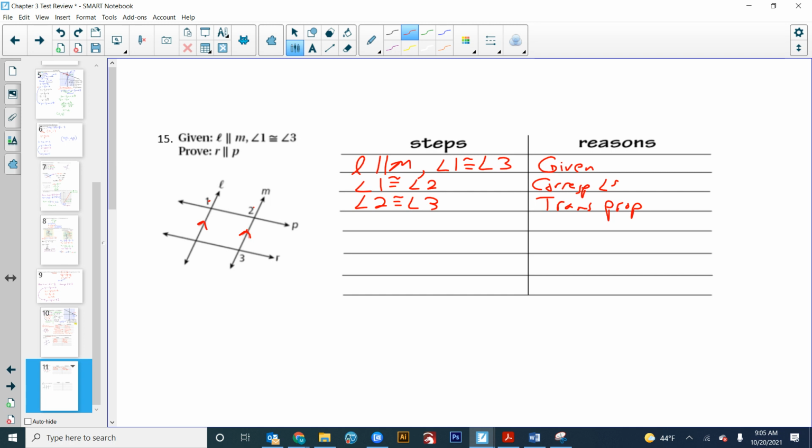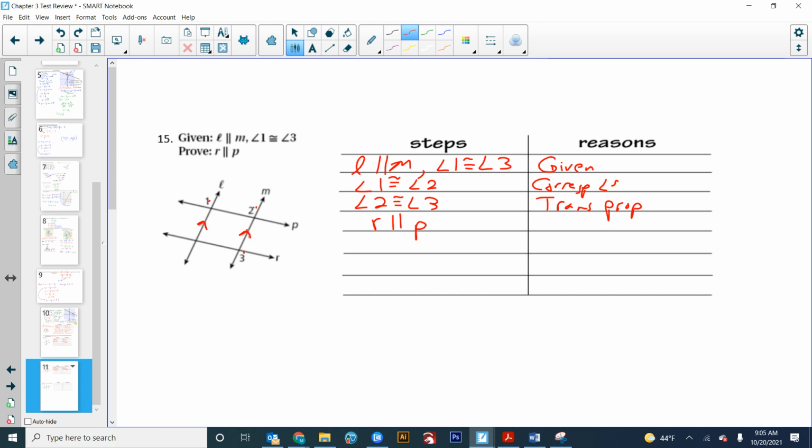Okay. Oh, look. This pair, they're still called alternate exterior. They're still called that. We just couldn't say they were congruent because of it. Oh, look. Those alternate exterior angles are congruent. That means the lines are parallel. What theorem did I just recite?